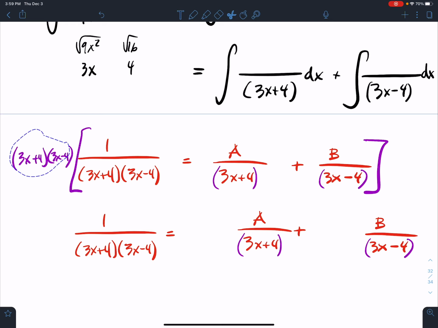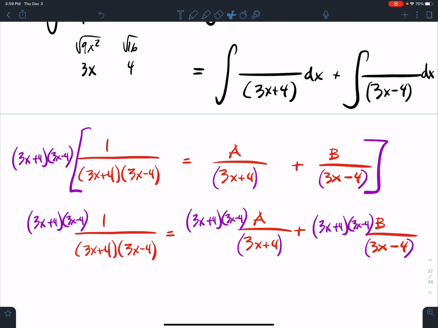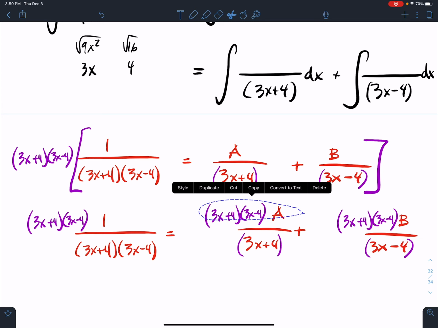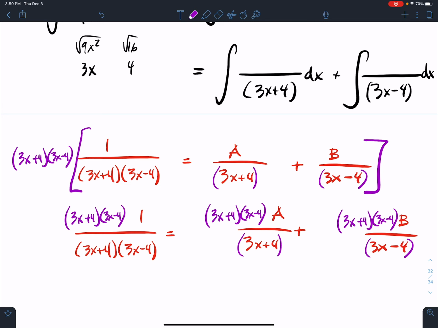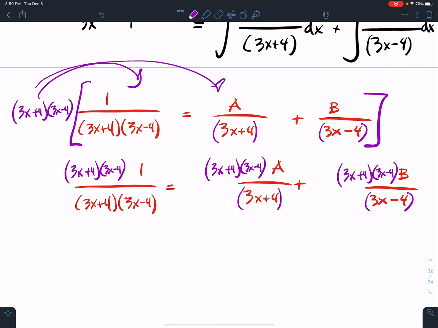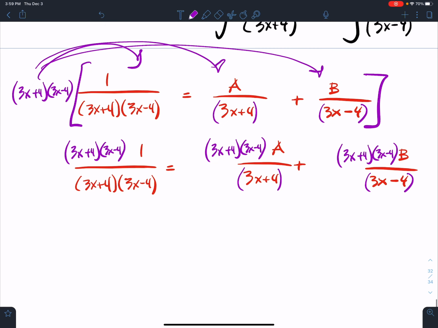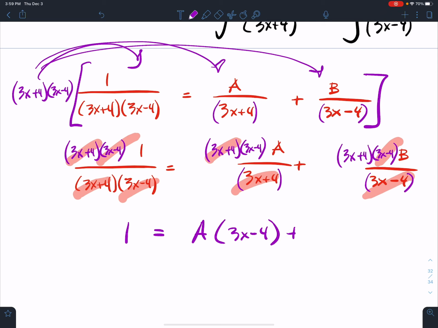Okay, distribute this to each term in here. Get that there, and that there. Can't write it out that quickly, sorry. Pause the video and then write it up and then go from there. So I'm just distributing this through to each piece in my equation. When I do that, I see some cancellation going on. 3x plus 4 cancels 3x plus 4, and 3x minus 4 cancels 3x minus 4. So I'm left with 1 equals A times (3x minus 4) plus B times (3x plus 4).